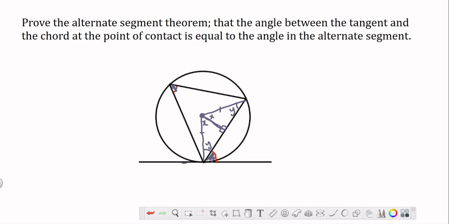The other thing I can say is that this angle here is going to be X. Why? Well, if you remember from one of the other circle theorems, angle at the center, this one here, is twice the angle at the edge. So if this is 2x, x plus x is 2x. So if this is 2x, this will have to be half of that. That will have to be x.